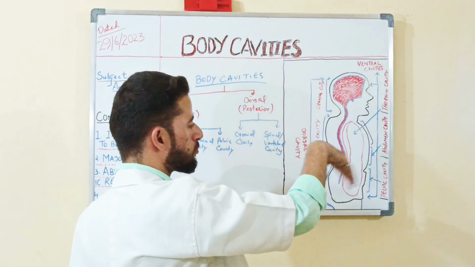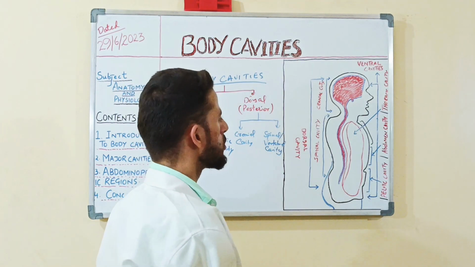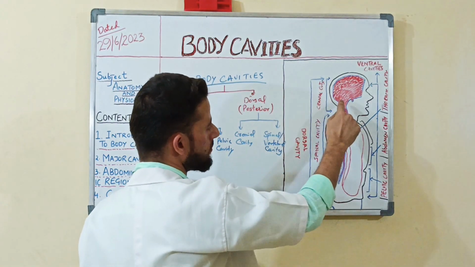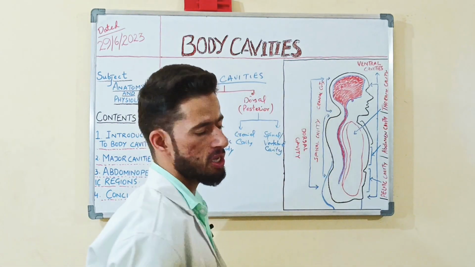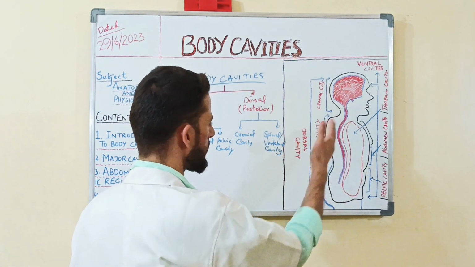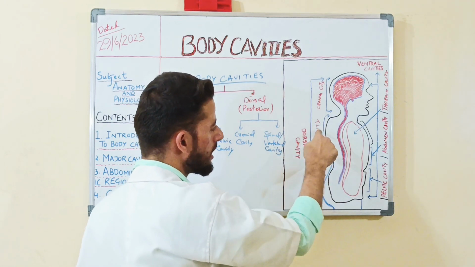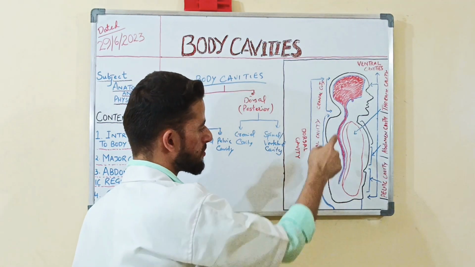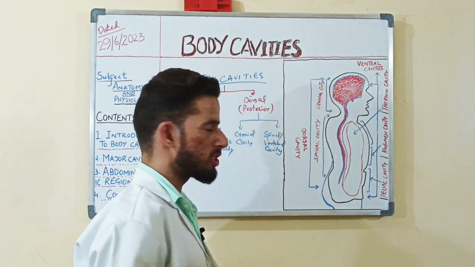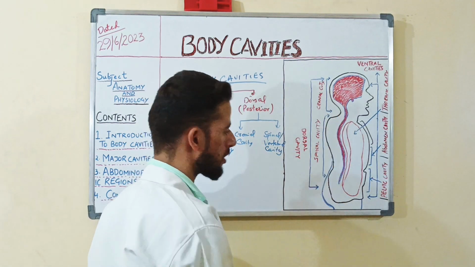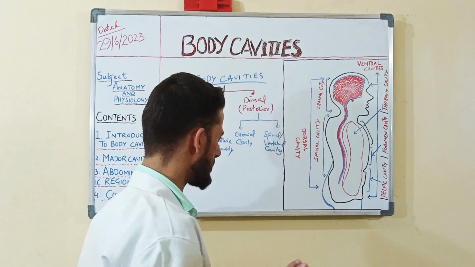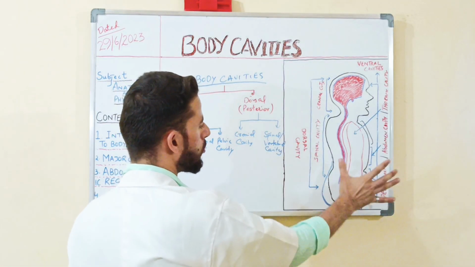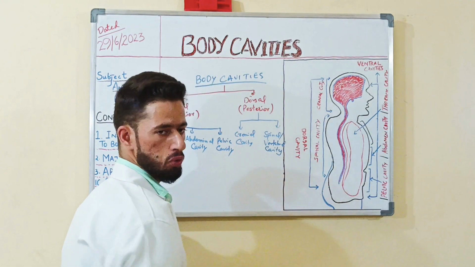Then the next one is the posterior aspect of your body. In the posterior aspect there is the cranial cavity, which contains your head and face, the bones, the systems and the organs. After that there is the spinal cavity, or we can also say the vertebral cavity, which mainly contains the vertebrae and the spinal cord, or the rest of the body's organs, understanding? So these are all the body cavities which I have shown, okay.